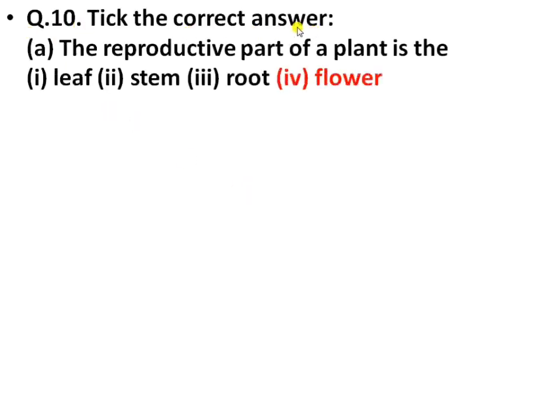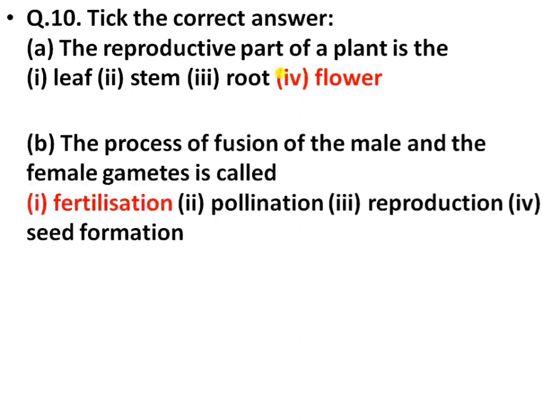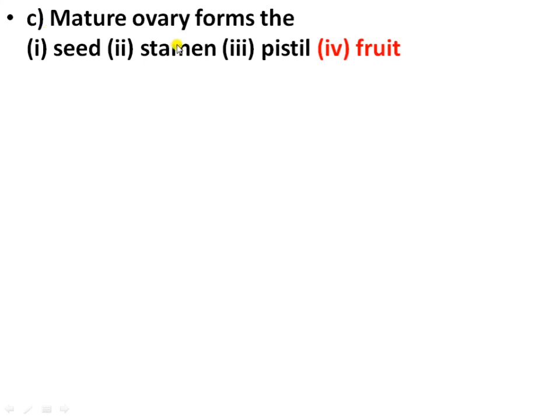Tick the correct answer. The reproductive part of a plant is the flower. Flower is the reproductive part of the plant. Next, the process of fusion of male and female gametes is known as fertilization. The process of fusion of male and female gametes to form a zygote is fertilization. Next, the mature ovary forms the fruit and the ovule forms a seed.